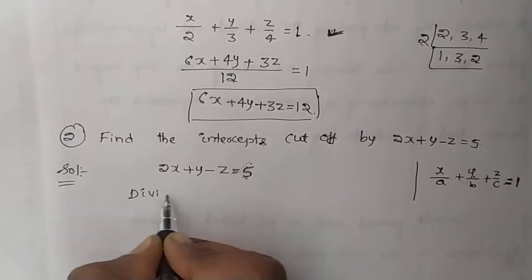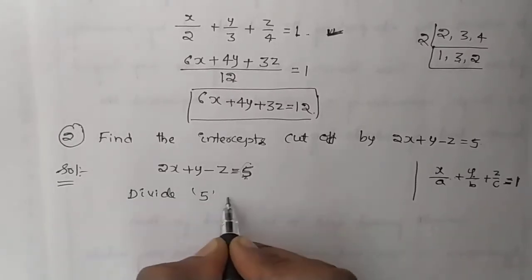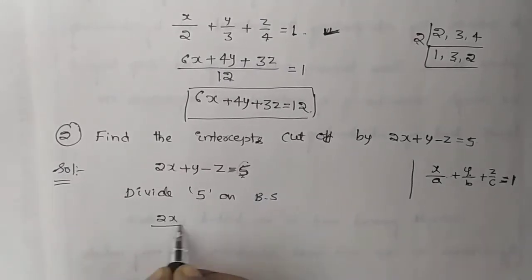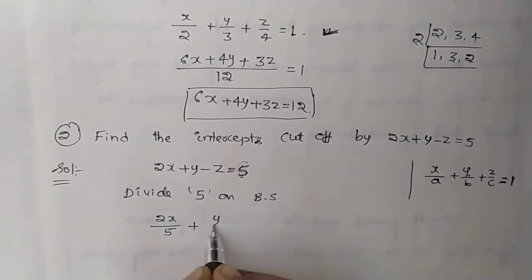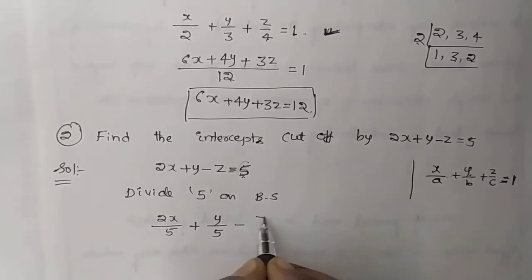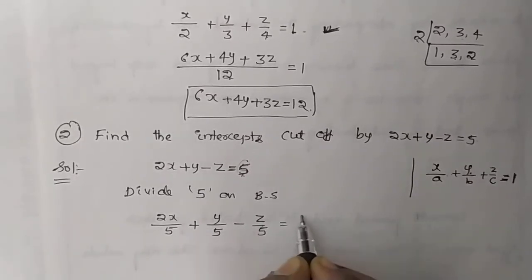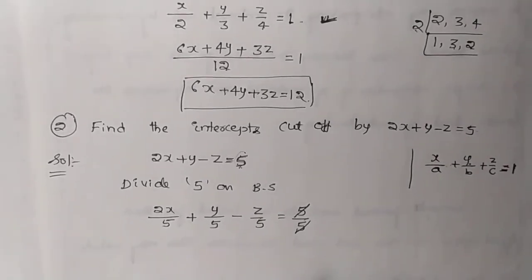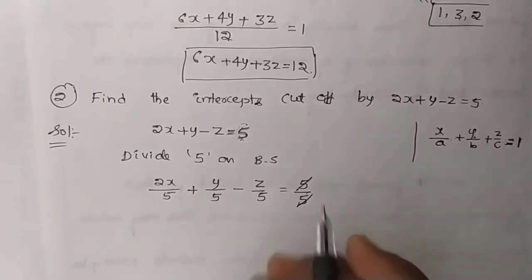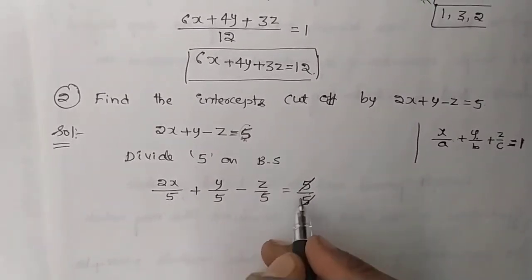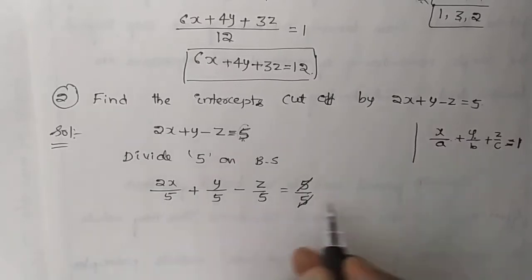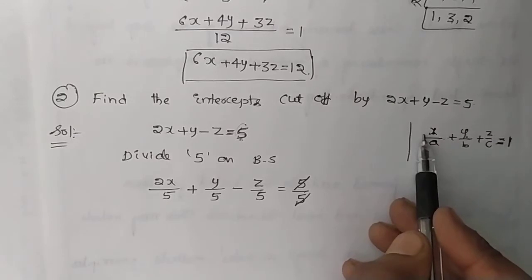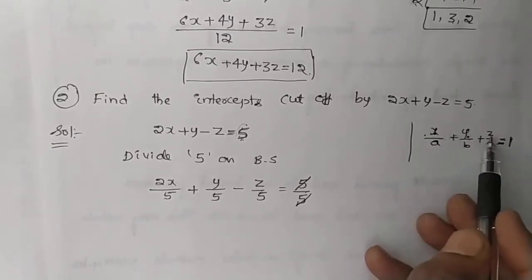Divide 5 on both sides, then what we will get? 2x by 5 plus y divided by 5 minus z divided by 5 equals 5 divided by 5. The 5 will cancel, right? Now we have 1 on the right hand side. Let us simplify further. You just observe the intercept form of an equation of a plane. Here the x coefficient is 1, y coefficient is 1, z coefficient is 1.